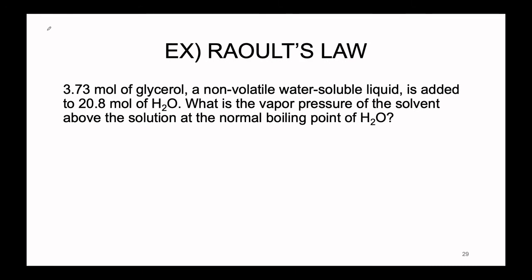So, in much the same way that I have done previous problems, I would love for you guys to pause the video and attempt this problem down below for yourself, just to see if you can't make sense of Raoult's law and all of the corresponding variables. In the problem, we are told that we have 3.73 moles of glycerol, which is a non-volatile, yet still water-soluble liquid. It is added to 20.8 moles of water. What is the vapor pressure of water? It's still going to be the solvent, our water here. What's the vapor pressure of the solvent above the solution at the normal boiling point of water?